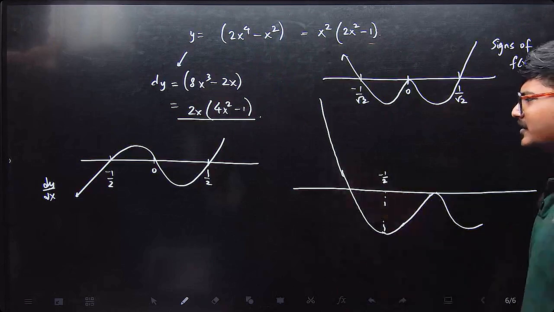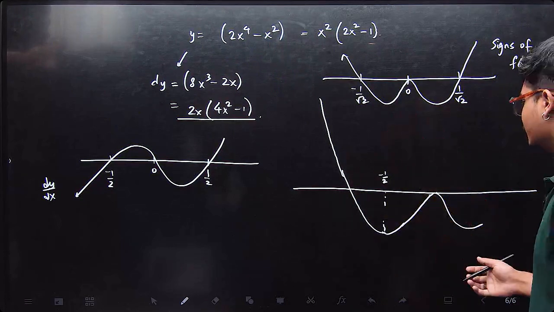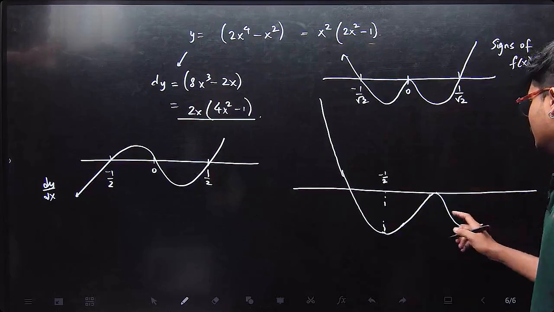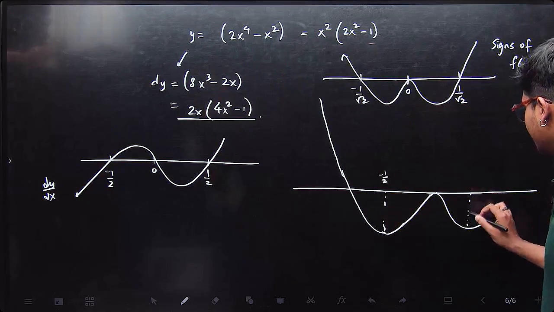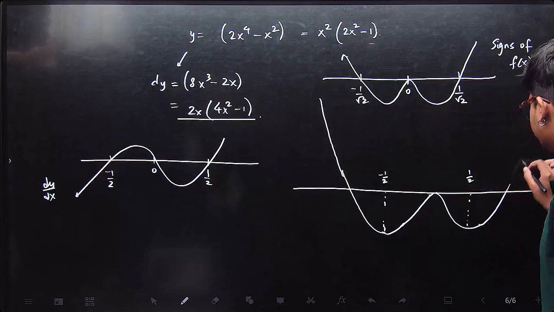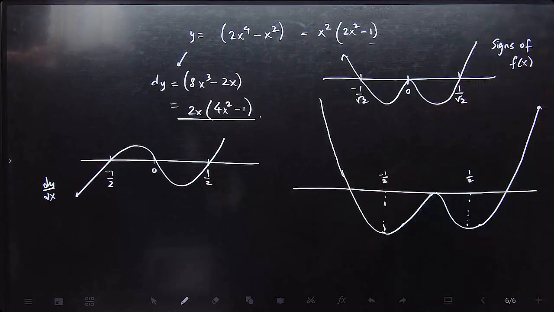This is fine. Your answer should be okay. Minus half is a point of minima. Sorry, not 1 by root 2 here. Anyways. So minus half is one point of minima. The other point of minima is plus half. So it will look something like this. And then after that, it strictly increases. So it will go on, right? So this is the final sketch of the graph. 2x to the power 4 minus x square, right?